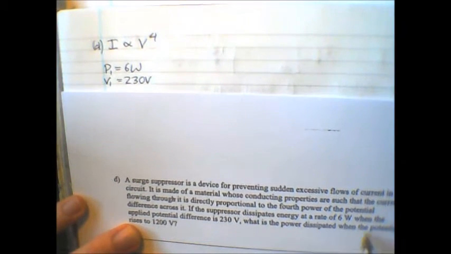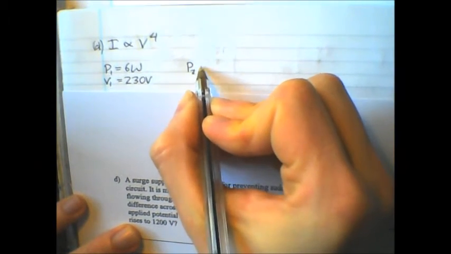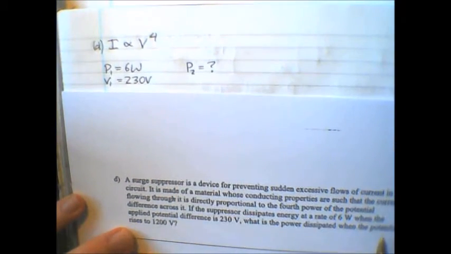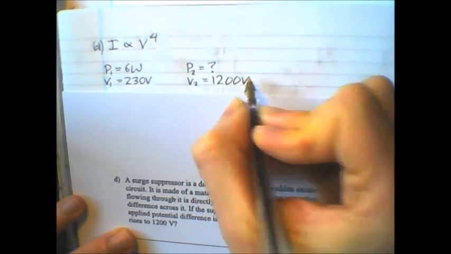Now they said, what is the power dissipated in this second scenario? So we're looking for power 2. We're not sure what it is yet. When the potential difference rises to 1200 volts, V2 equals 1200 volts.